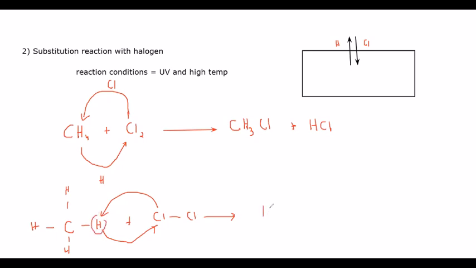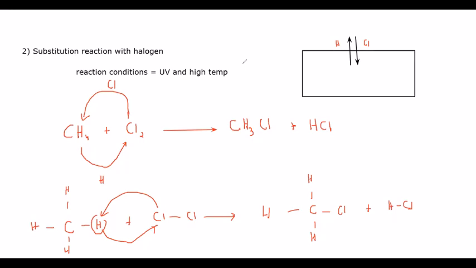So what is the product? This product contains 3 hydrogen atoms and 1 chlorine, plus HCl. Is it clear?